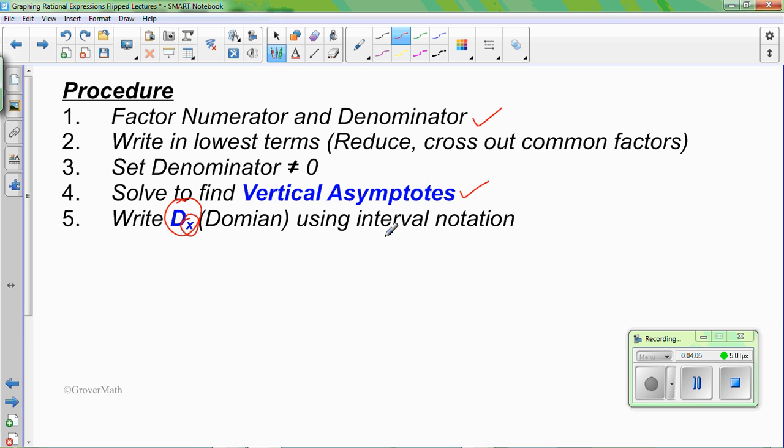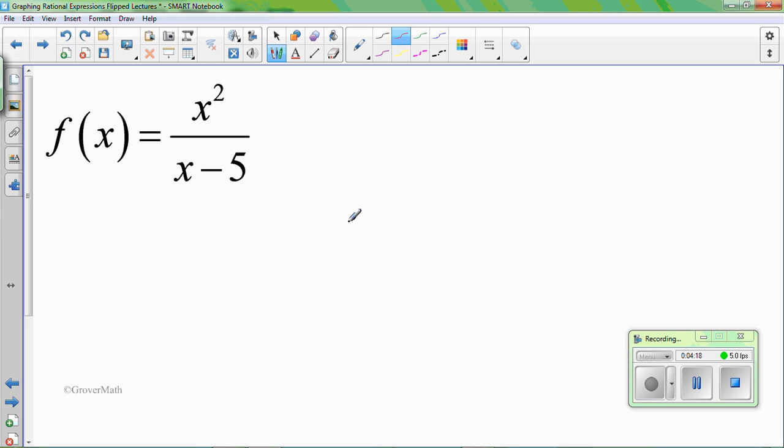And we're going to write the domain with interval notation, and that's also something we spent a lot of time on the past couple of days. So let's get started with some examples, and we'll go through these step by step. So here's our first example. Again, what you could do is you could pause the video, write it down real quick, and then unpause the video, and then I'll go over it with you.